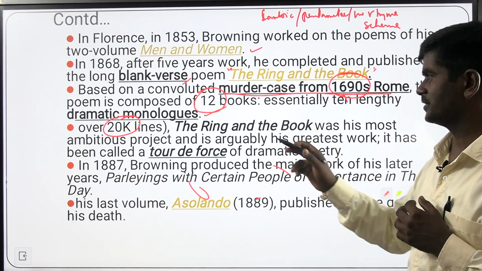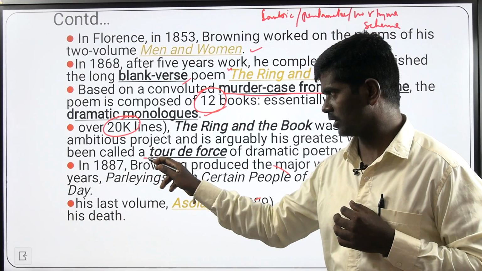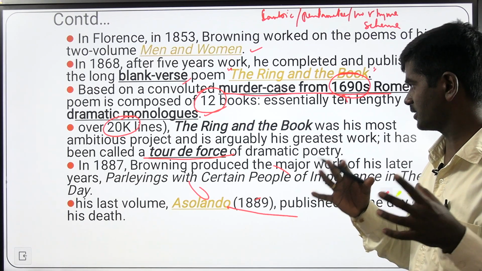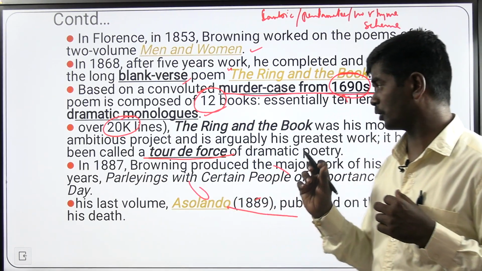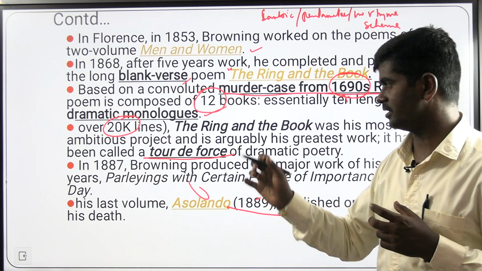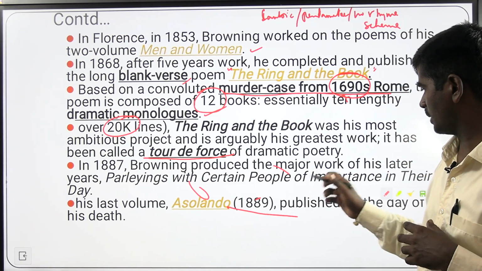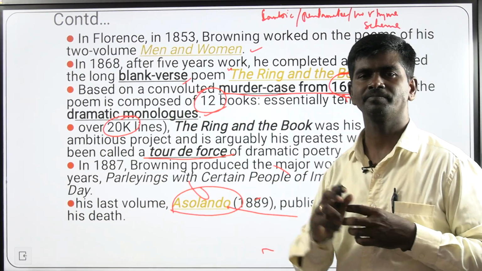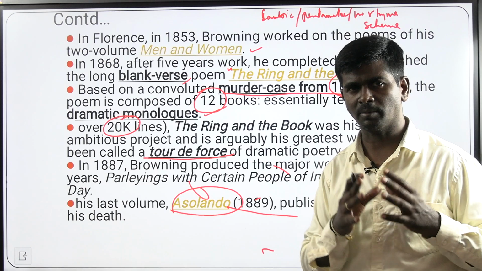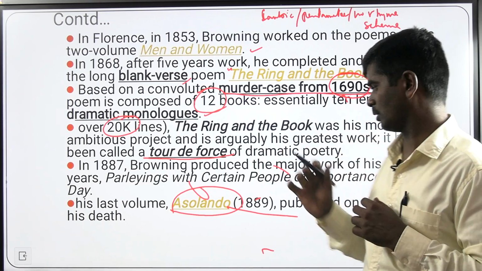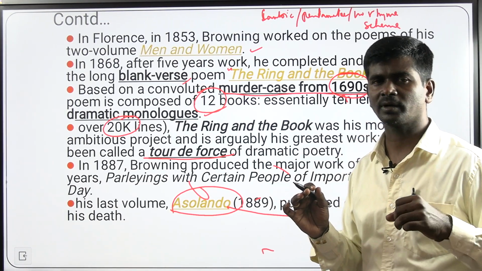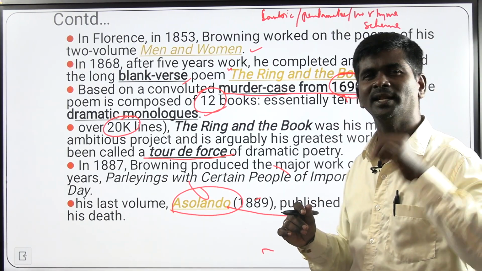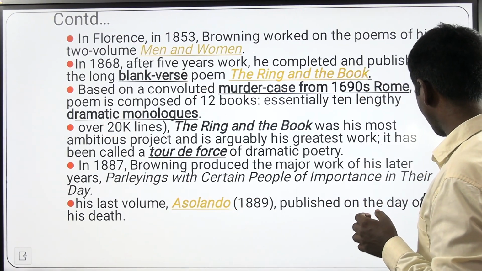Next, The Ring and the Book was his most ambitious project. This is also called a tour de force, which is an Italian term, the greatest poem. In 1887, Browning produced the majority of his later years' work. His last volume, Asolando, was the last collection of poetry composed by Robert Browning. Okay, the only epic is The Ring and the Book, and the series of pamphlets is Bells and Pomegranates. First poem, Pauline. Like that, you need to remember.